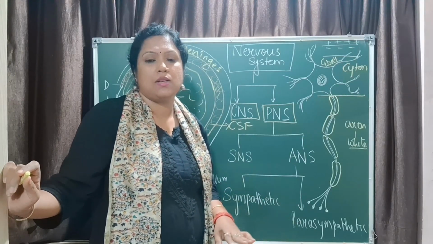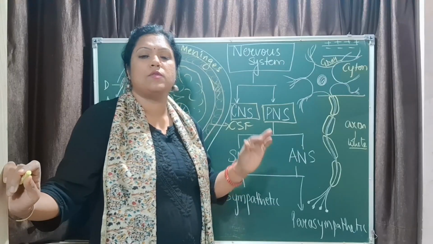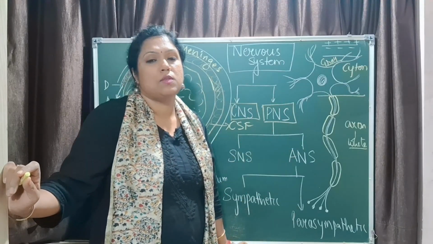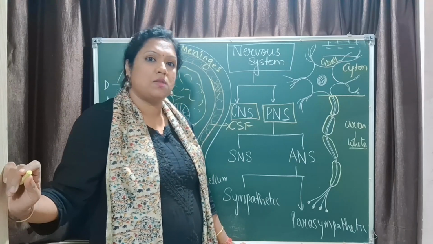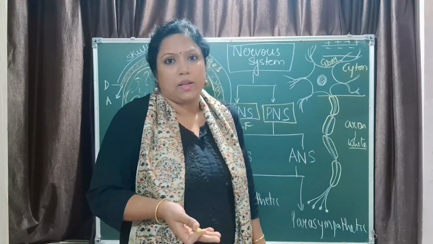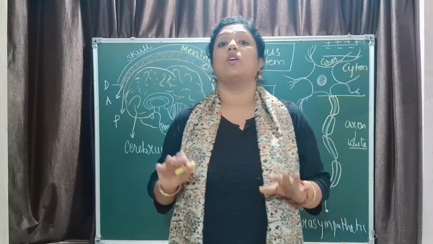You have to write in pairs. 12 pairs of cranial nerves, which are the nerves which originate from the brain, and 31 pairs of the spinal nerves, the nerves which originate from the spinal cord. The autonomous nervous system is automatic, that is, not under your control.